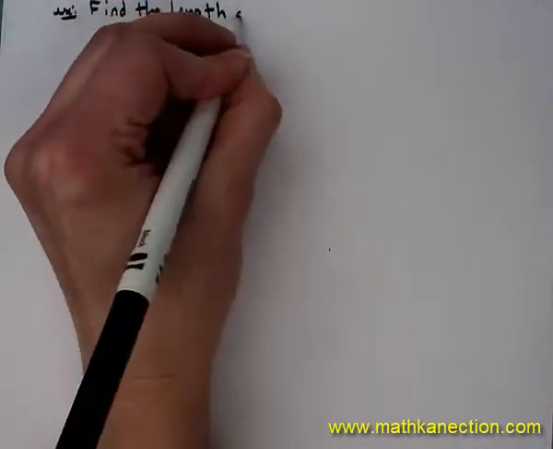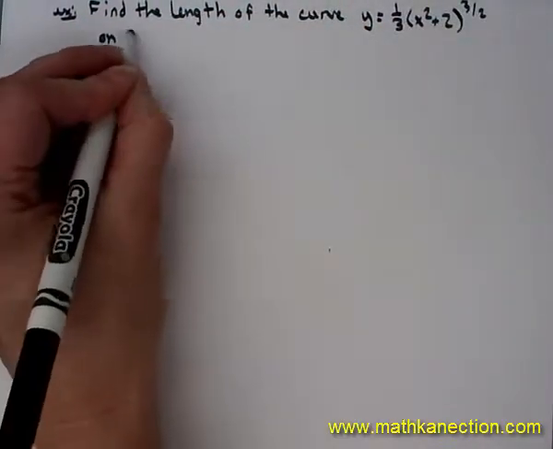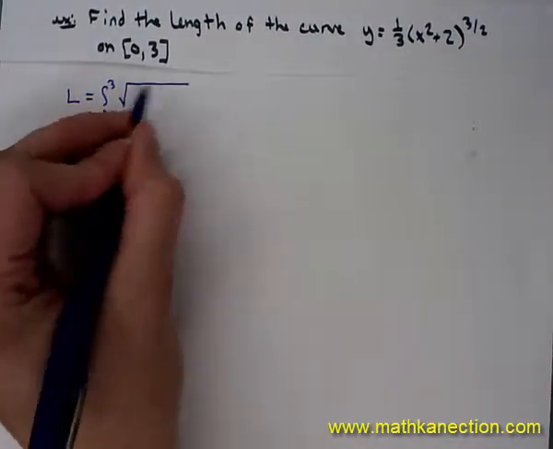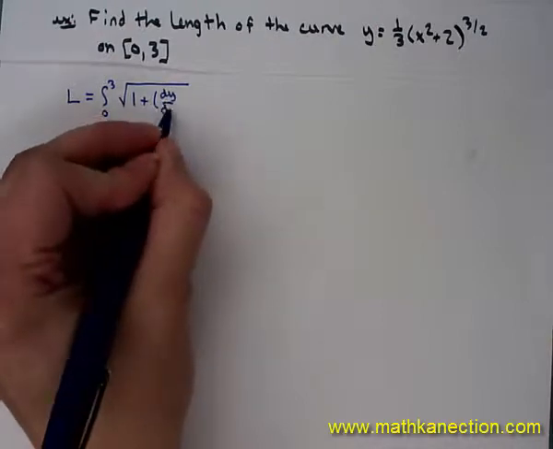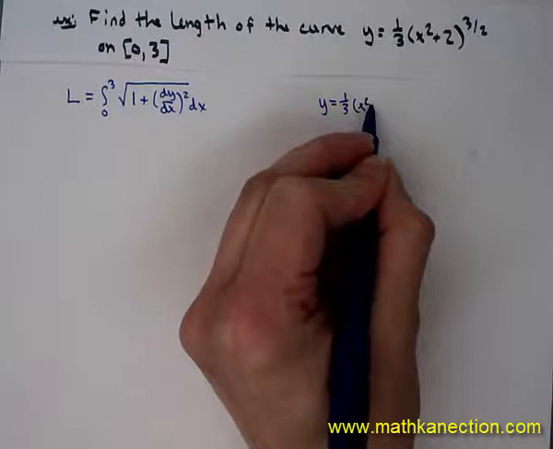For the next example, we're going to find the length of the curve y is equal to 1/3 (x squared plus 2) to the 3/2 on the interval from 0 to 3. So use the length of the curve, integral from 0 to 3 of the square root of 1 plus (dy/dx) squared dx. So we need to get dy/dx.